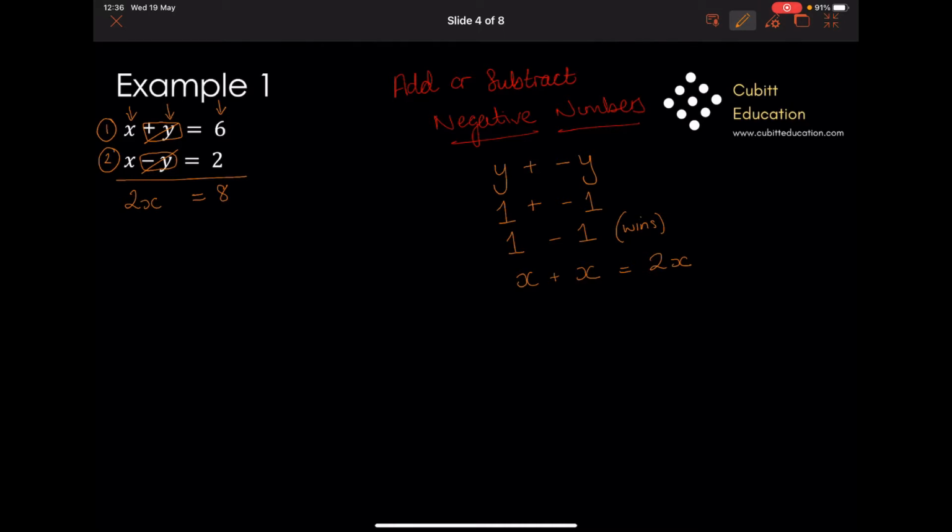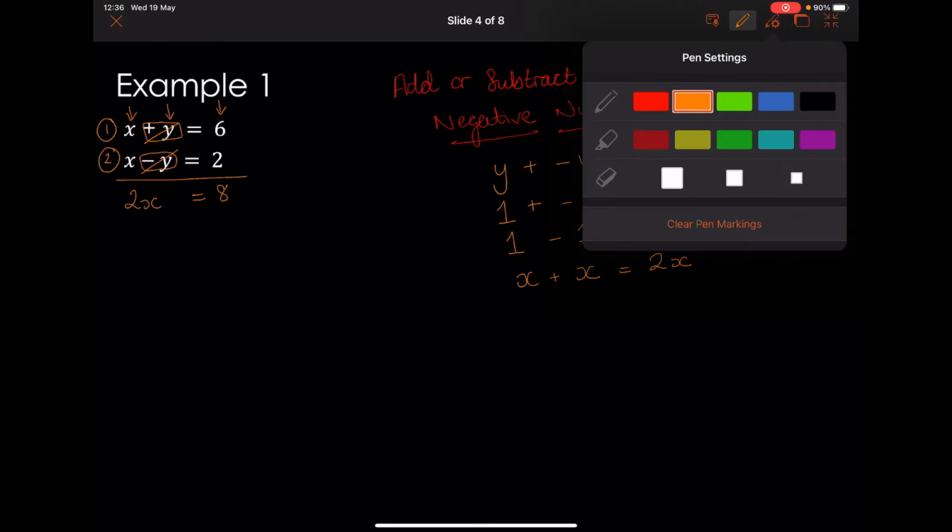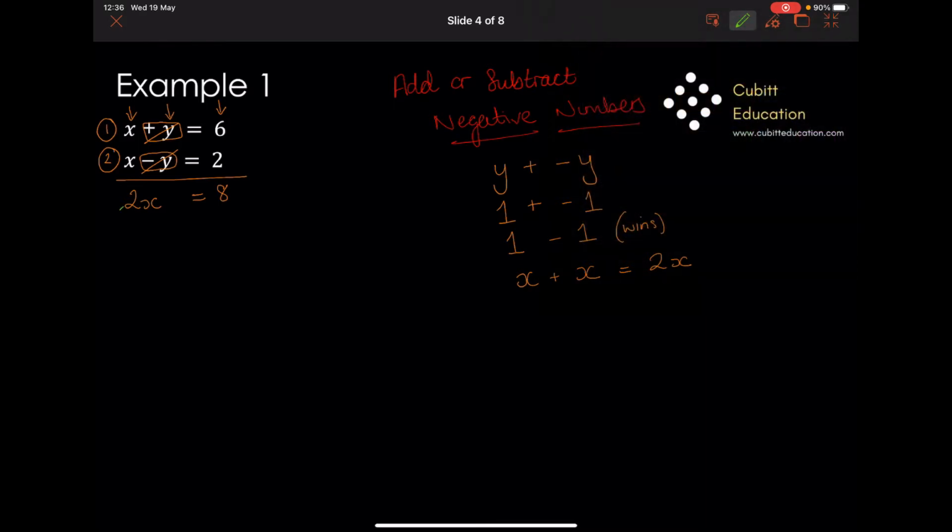And I'm now left with 2x equals 8. I'm assuming you're familiar with solving normal equations. Otherwise, you wouldn't be graduating to simultaneous ones. But if 2x equals 8, then we must divide by 2 to tell us what x is. So x equals 4. Again, if you need to revise solving normal equations, so linear equations, please go back and find my video on that. x equals 4.